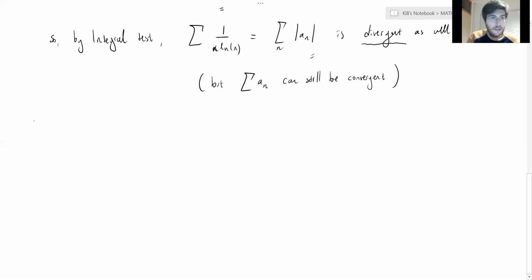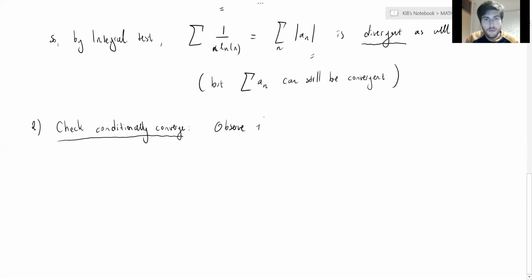Therefore, let's look at the second possible approach. The second thing is to check conditional convergence. First we checked the absolute convergence. Now we check the conditional convergence. So let's observe the following.